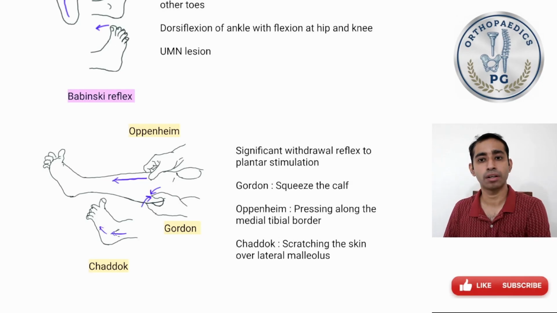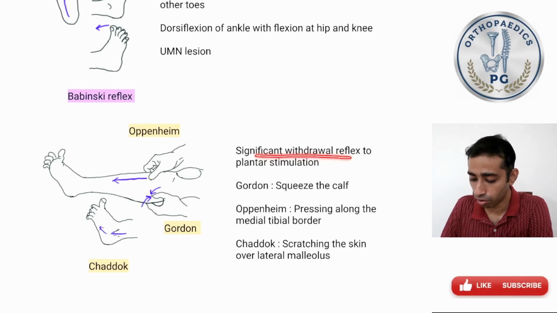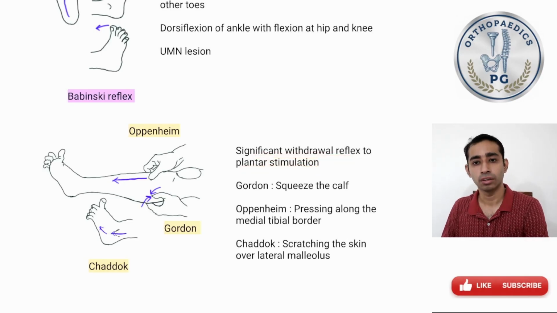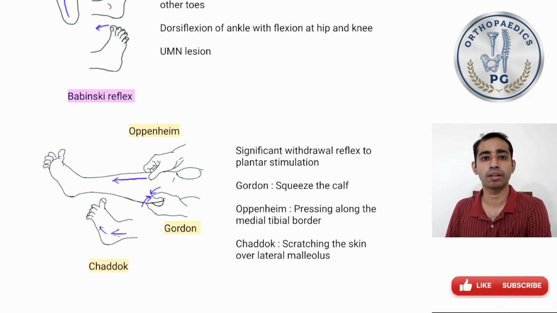Now there are some alternates to Babinski described when there is a significant withdrawal reflex to plantar stimulation. When you stimulate the plantar aspect, some people will have a withdrawal reflex. They will pull away the foot. If it is very significant, then you can do these alternative maneuvers.